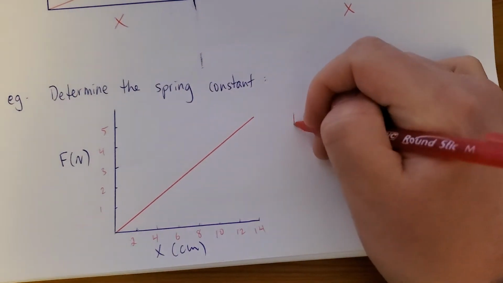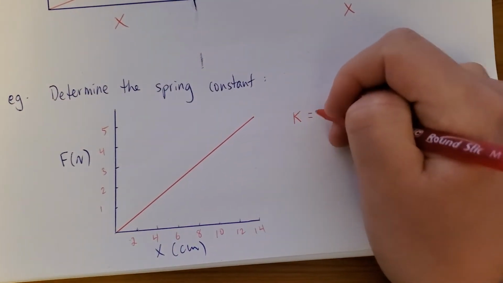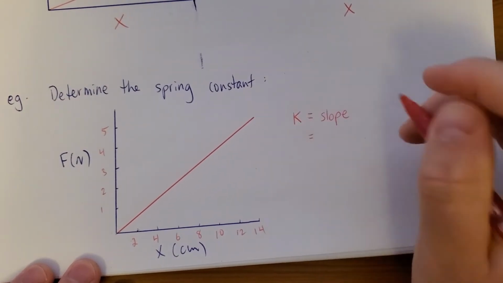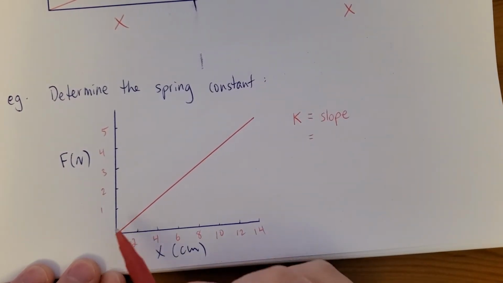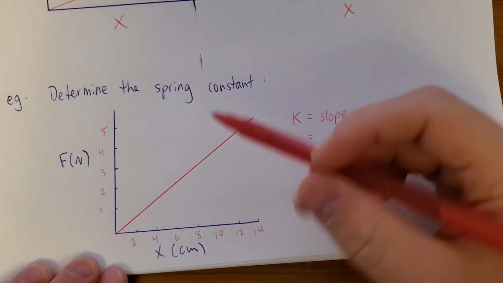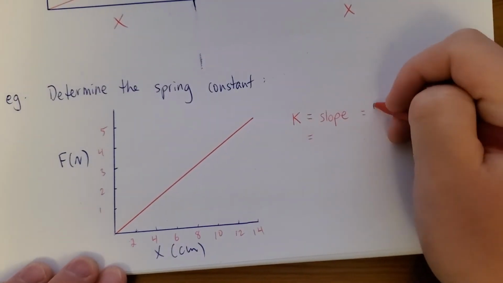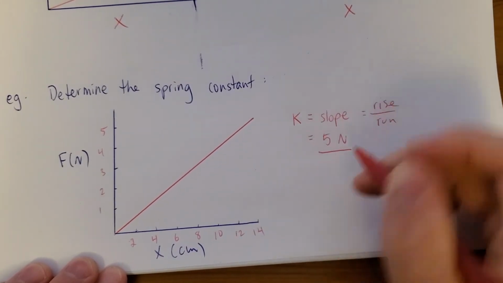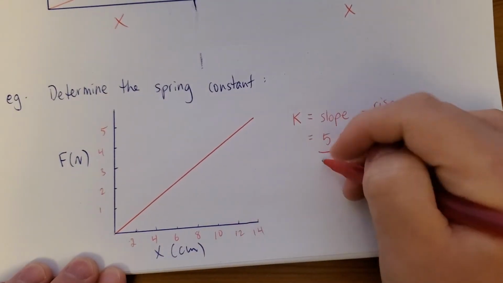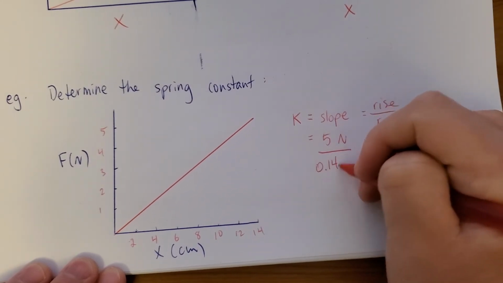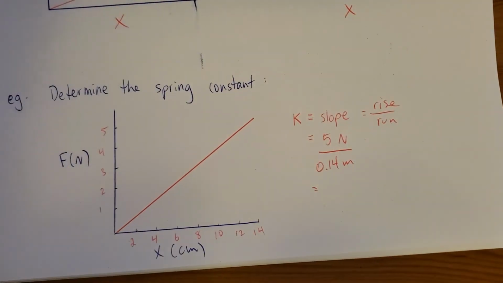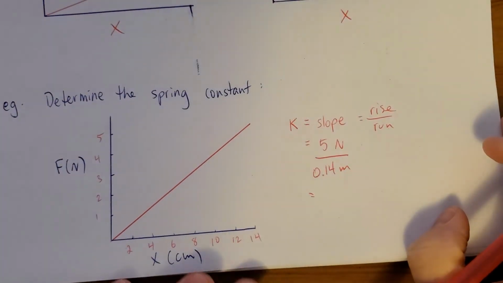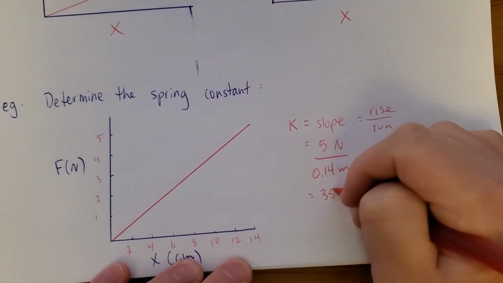To find the spring constant k, it's just the slope of this graph. These graphs always go through the origin, so they're really, really simple. The rise is just going to be 5 newtons. And the run here is 14 centimeters. I'm going to go ahead and put that into meters. When I do this calculation, I get 35.7.